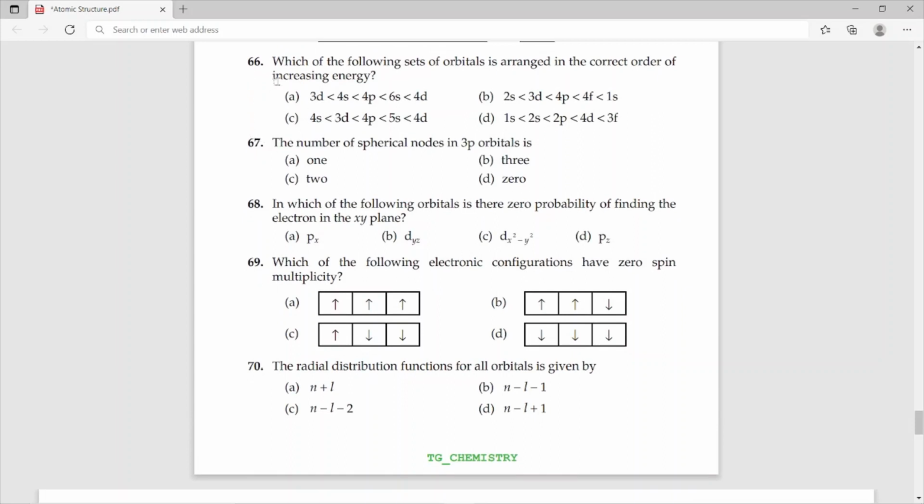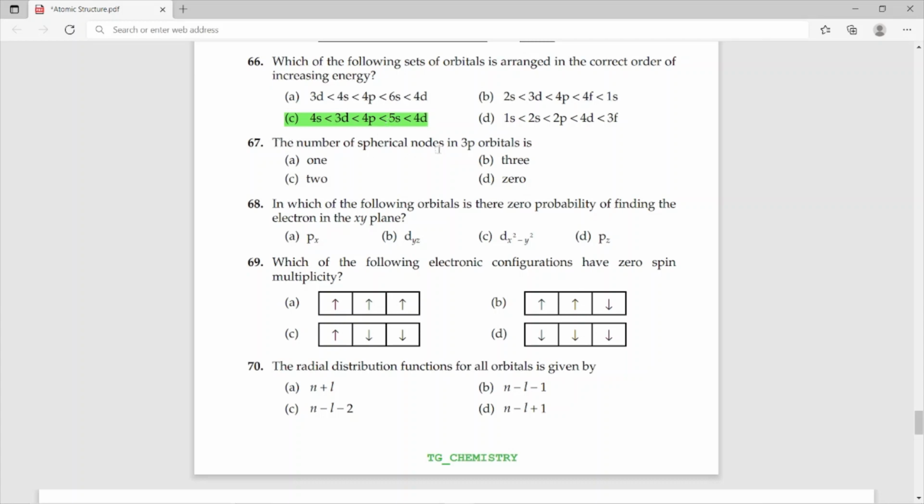Then comes the 66th one, which of the following sets of orbitals is arranged in the correct order of increasing energy? The right answer for this one is option C, that 4s has less energy than 3d, then 4p, then 5s, then 4d. So this is the right order of increasing energy of the orbitals. Option C is the right answer.